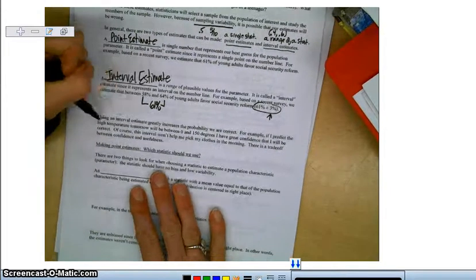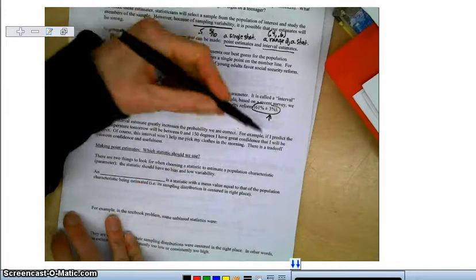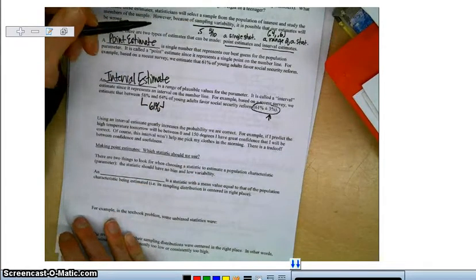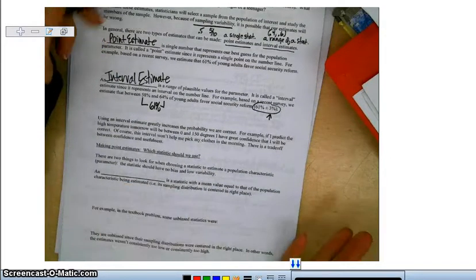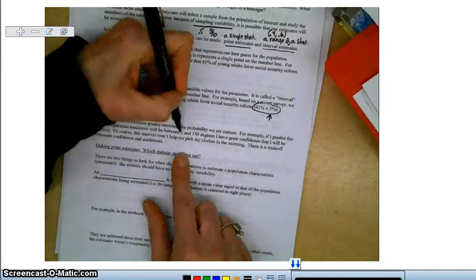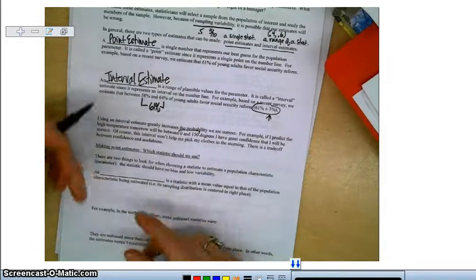Using an interval estimate greatly increases the probability that we're correct. For example, if I predict the high temperature tomorrow will be between 0 and 150 degrees, I have great confidence that I will be correct. Although probably for tomorrow, it might not even be close because it's probably going to be below 0. Giving a range of values, you're like, oh, that's easy. I could just say between 0 and 100.